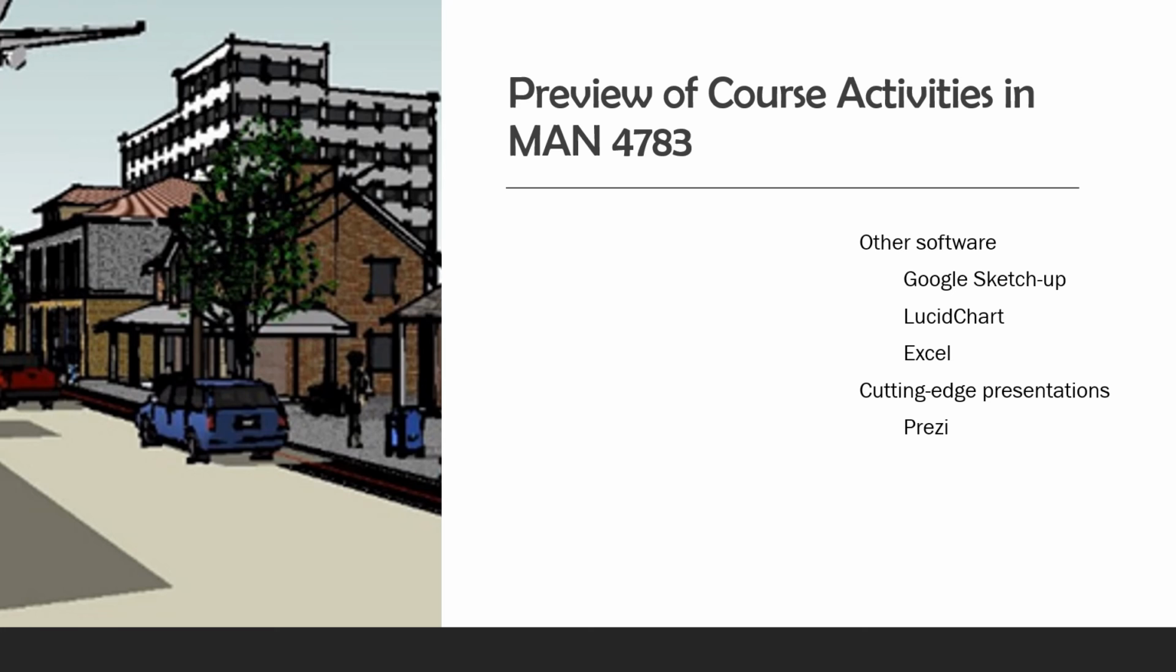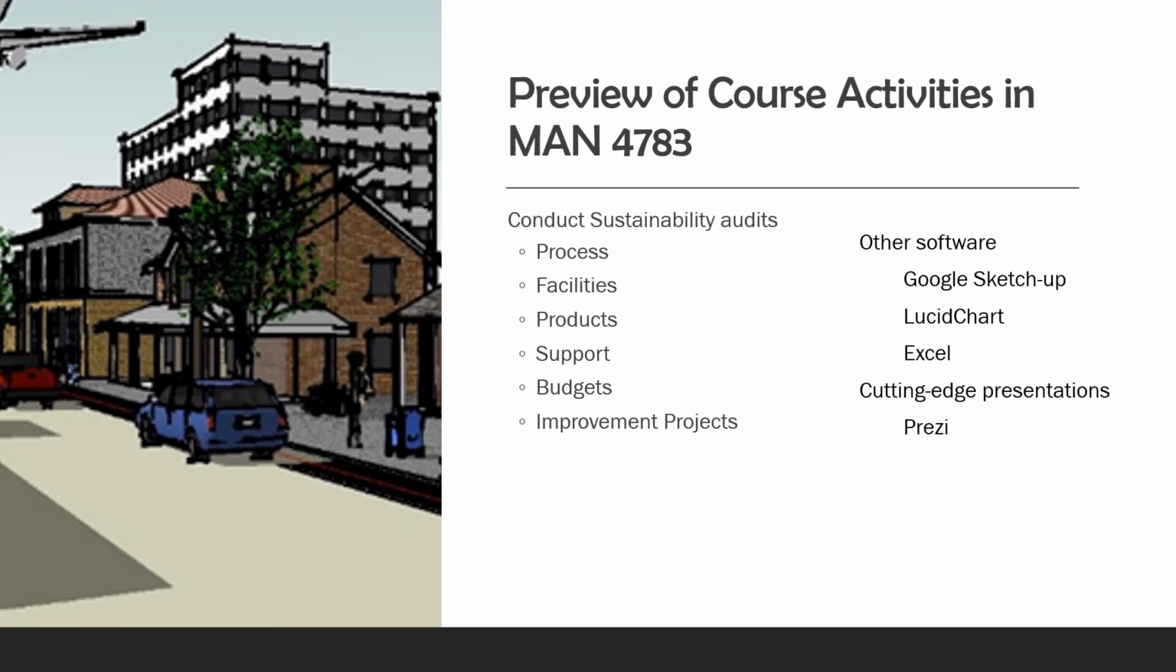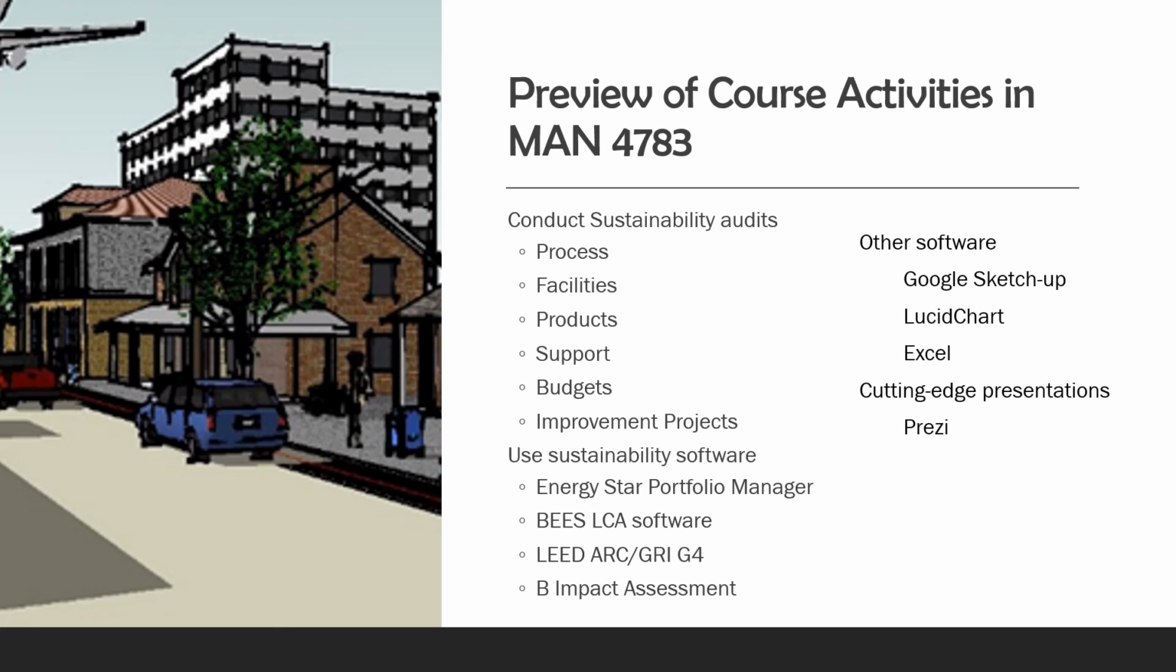Again, just a quick preview of the course activities that you will have in the next class. You will be conducting a boatload of sustainability audits, different kinds of audits, different kinds of tools that we're using. You are going to learn how to use a number of different kinds of sustainability software. Obviously, you're not going to become an expert in all of these, but you will at least be able to have some exposure to them and practice with them some. We're going to use some other software as well, a little bit more in Excel, a little bit more in Lucid Chart, and Google SketchUp for 3D modeling, and trying some cutting-edge presentations like Prezi.